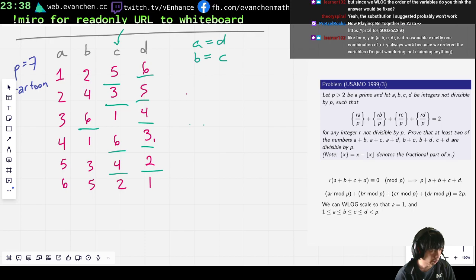Is it reasonable that exactly one combination of x plus y always works? Yes. It's a equals minus d and b equals minus c. Like, that has to be it. Because we know that p divides that sum, and so, you know, they have to pair up 2 and 2. And because we ordered them, it has to be a, d, and b, c.